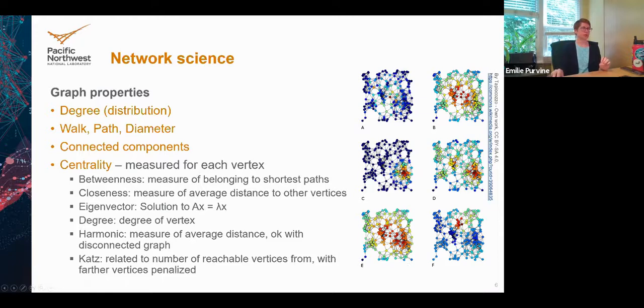I don't know why they call it degree centrality, but they do. Harmonic centrality is a notion of closeness centrality that allows for multiple connected components. And then Katz centrality is related to, for a particular vertex, how many vertices are reachable from it on a path, and you kind of weight them by how far away they are. So if you have a lot of vertices that are really close, versus you can reach a lot of vertices, but they're all kind of far away.